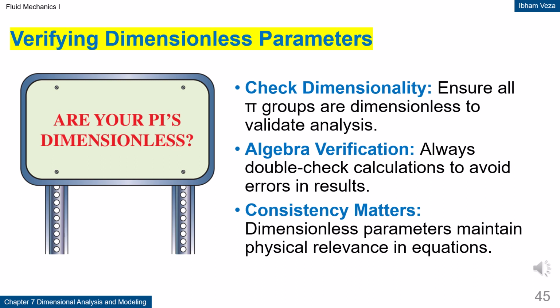Verifying dimensionless parameters. Each obtained pi group must be checked again to ensure that it truly has no units. In addition, the algebraic manipulations performed during the process must also be verified to avoid errors. Small mistakes in algebra can lead to wrong physical conclusions. Therefore, this verification step is just as important as the group formation step. With careful checking, the reliability of the analysis results can be maintained.